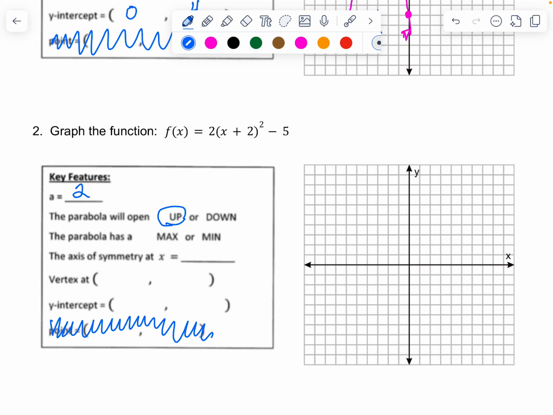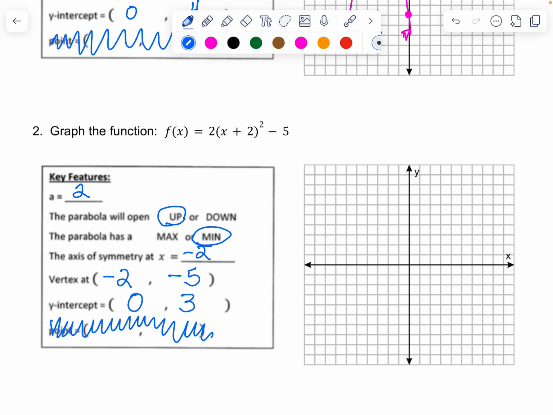It opens up. The parabola has a minimum. Your vertex is going to, oh, what am I talking about? Let's try again. Your axis of symmetry is going to be x equals -2, matching up with your vertex -2, -5. Your y-intercept ends up being at 0, 3.